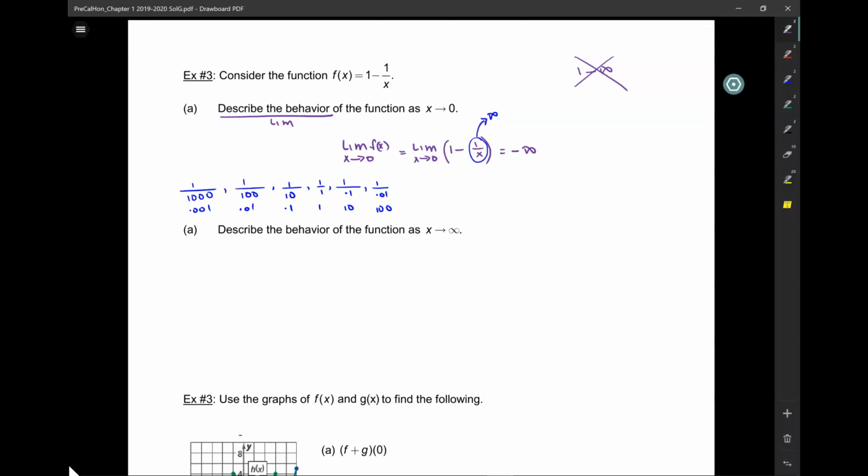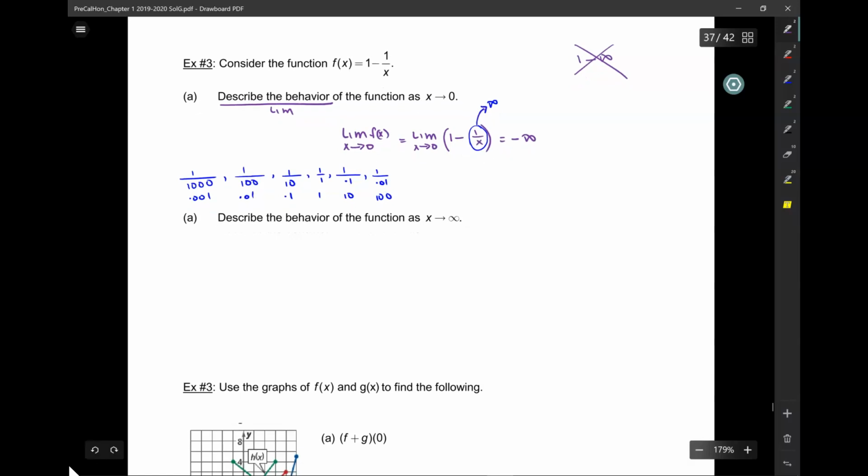Now describe the behavior of the function as x approaches infinity. So now I want the limit of f of x as x approaches infinity. This is the limit as x approaches infinity of 1 minus 1 over x. Now we have the opposite situation. I have here 1 over x. Now x is becoming infinitely large.